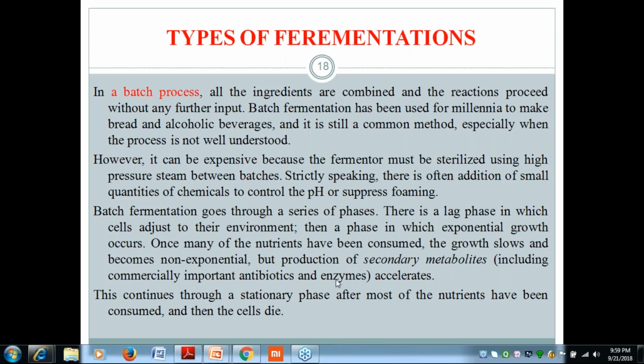Now we know the batch process. What is the batch process? Production of that compound occurs in batches only, not continuously, known as the batch process. During this batch process, the microorganism goes through different phases: lag phase, log phase, stationary phase, and decline phase.